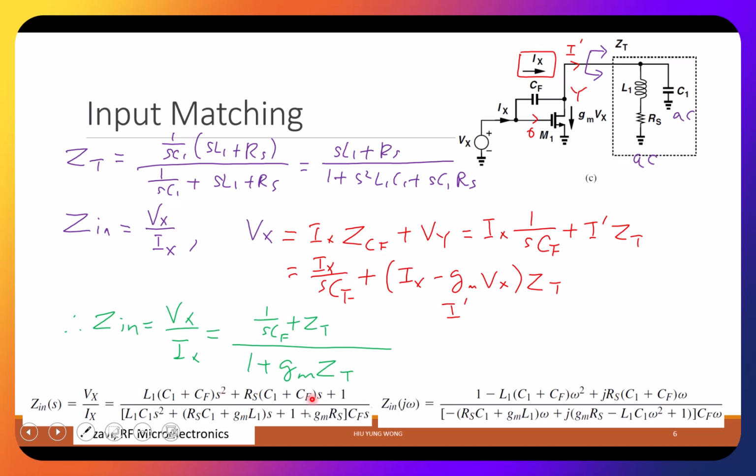Okay, now this is a very long equation. Then we substitute, right? This is what we have. And then we substitute S equal to J omega. And we come up with this. And that's it. That's the thing I want to say about this input impedance. We don't need to really derive it. Any questions?